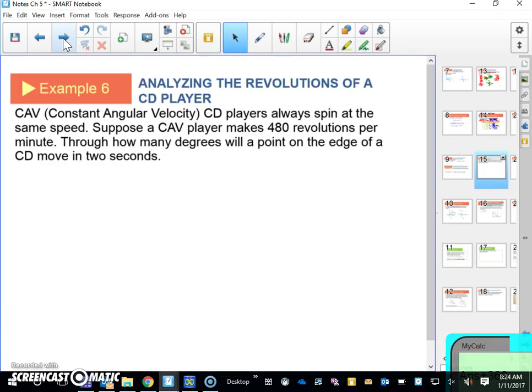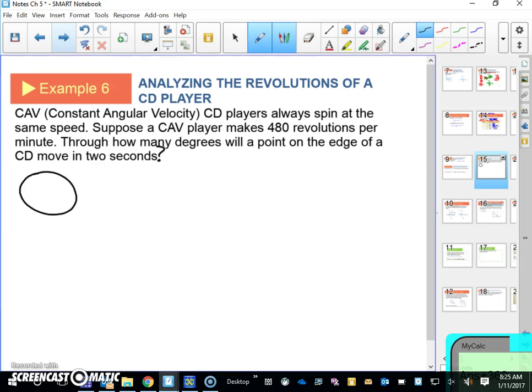Example 6, maybe the hardest question of the day. Analyzing the revolutions of a CD player. CD players always spin at the same speed. Suppose a CD player makes 480 revolutions per minute. Through how many degrees will a point on the edge of the CD move in 2 seconds? So you've got a CD here, and we're looking at a point on the edge of it, and we want to know how many degrees a point on the edge will move in 2 seconds. It's spinning around. I bet it spins more than once, so more than 360 degrees. But let's just see.